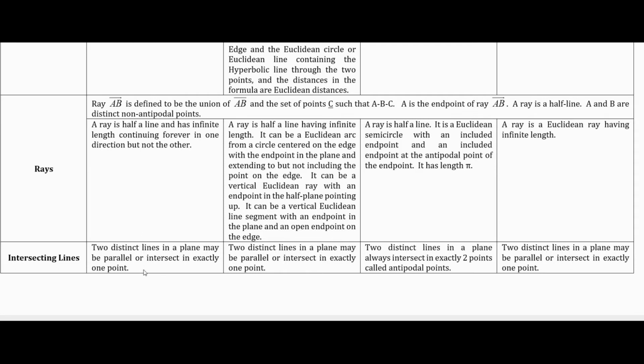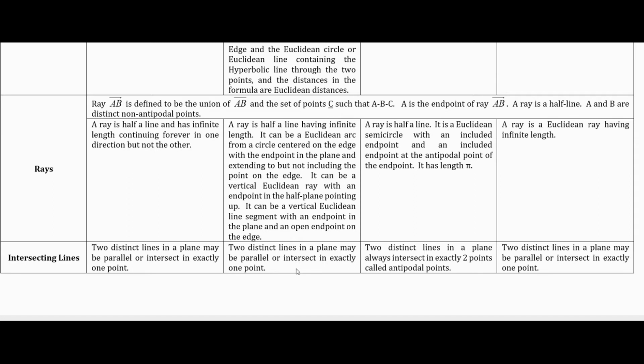What about intersecting lines? Well, in Euclidean geometry, two distinct lines in a plane may be parallel, meaning they do not intersect and they're in the same plane, or they could intersect in exactly one point. Since taxicab lines are Euclidean lines, you get exactly the same result there. And that's also true in hyperbolic geometry. Two distinct lines may be parallel or intersect in exactly one point.